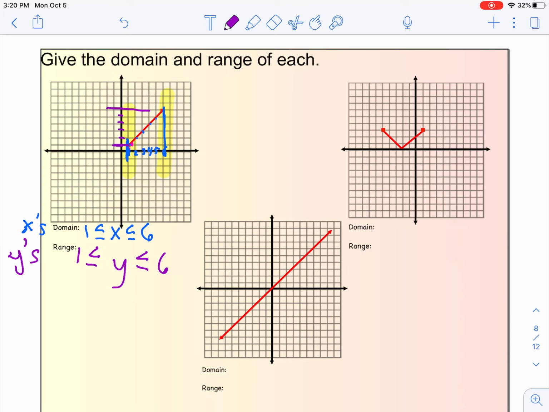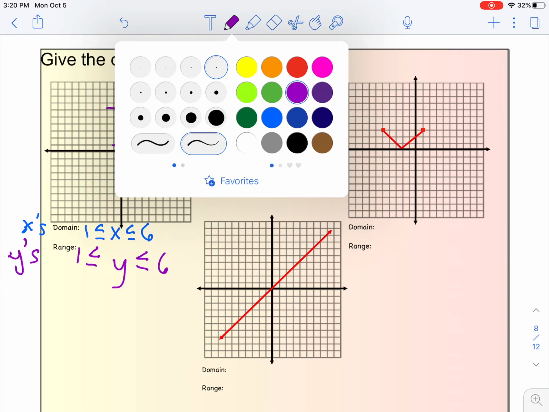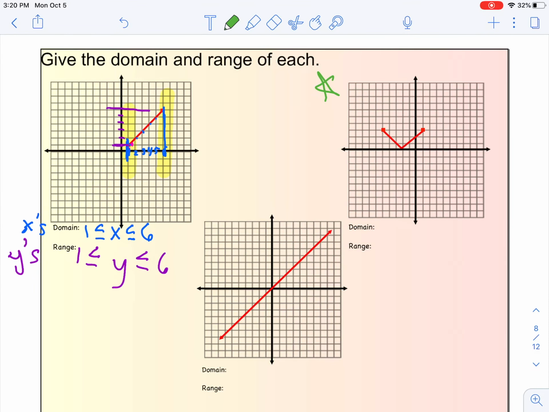So let's see if you can take a look at and try this next one right over here on the right. See if you can figure out what your domain is. Remember, that's your x's. And then figure out your range. Pause the video, try the domain, and then start the video again.